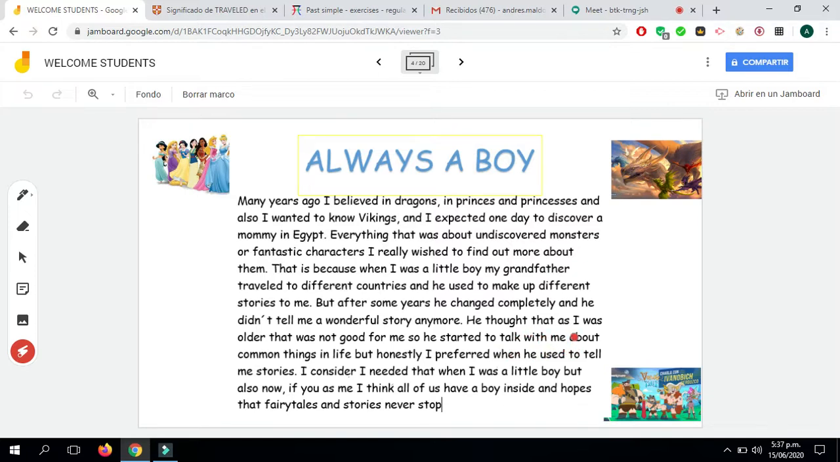Okay, guys, as you can see, it's kind of a reflection. It's a boy expressing in the past tense what he loved and what he believed in. That was all these kinds of characters, and that stopped when his grandfather stopped telling him stories. I think that it's a really interesting reflection because that's true, no? All of us have a boy inside, and it doesn't matter how old we are. We always, for example, in my case, I love reading stories. So I think that is a funny story and an interesting reflection.